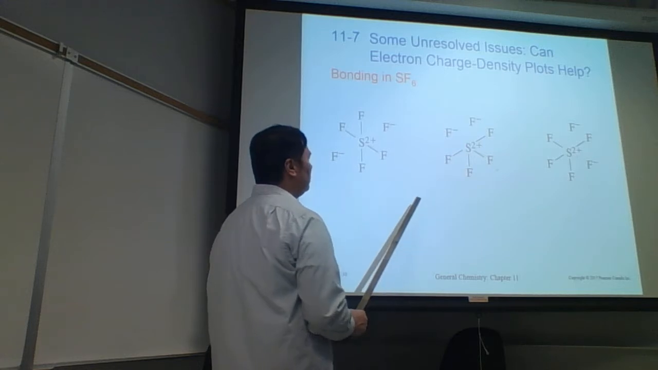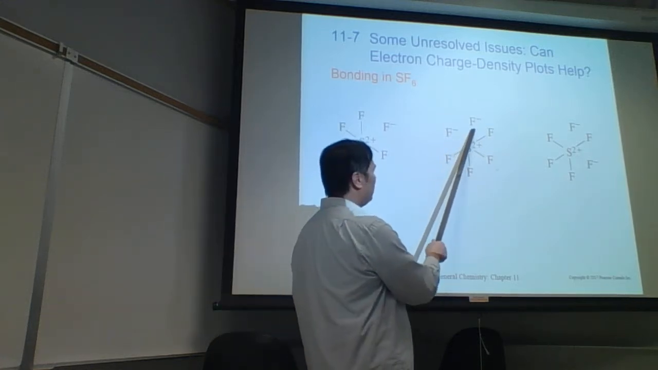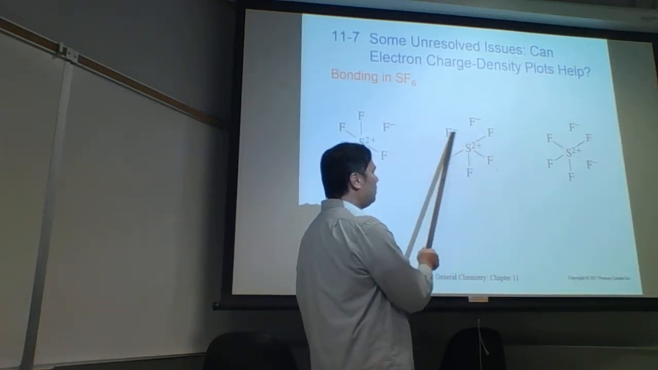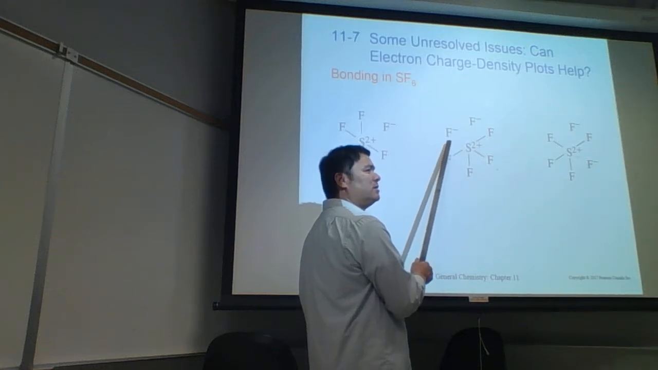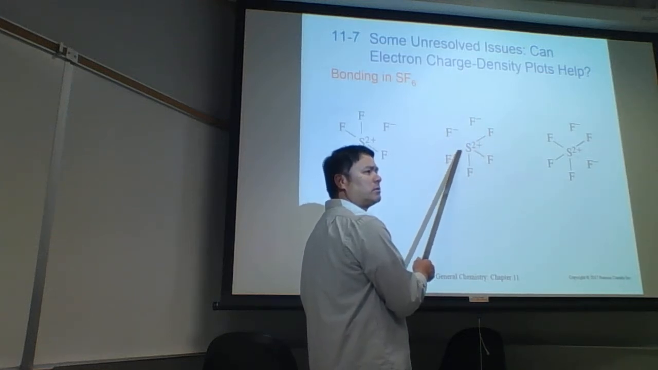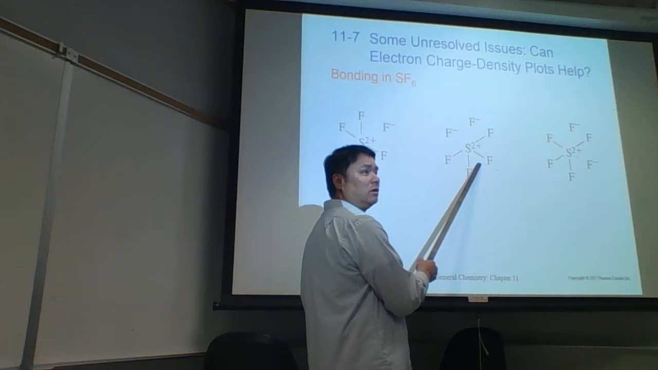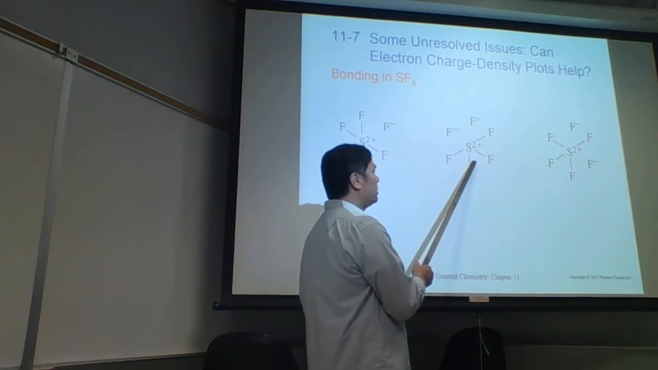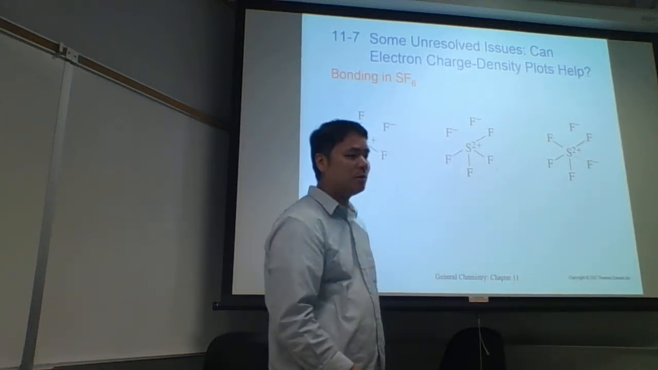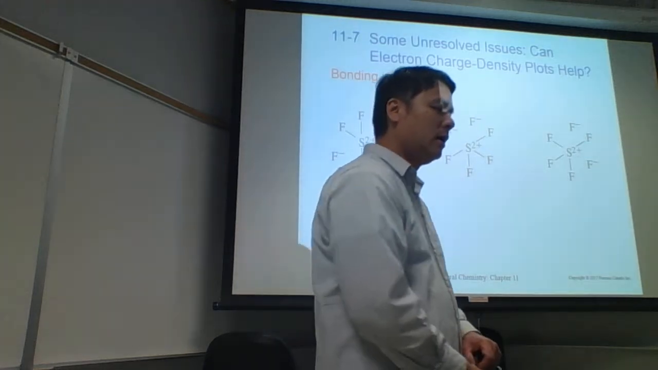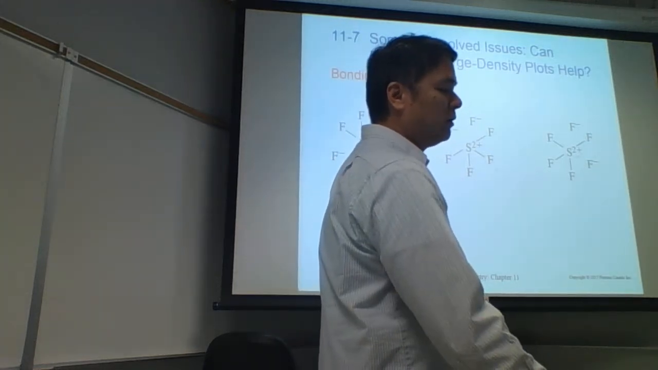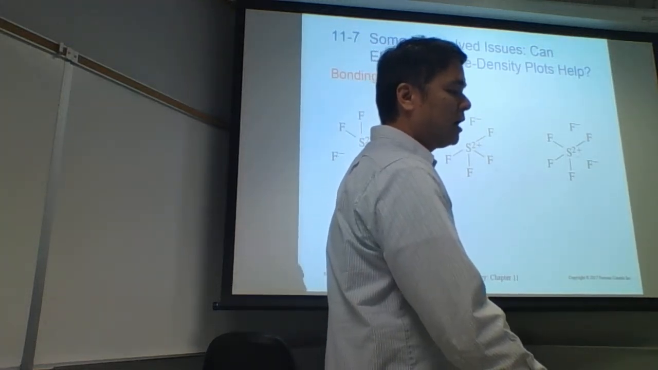In fact, if 2 out of the 6 bonds are ionic, then that means it's 33.3% ionic character and 66.7% covalent character in each bond, and all the bonds are equivalent. And so this is one way of doing it without ever having to expand the octet.